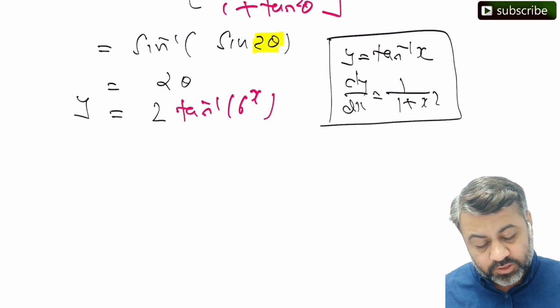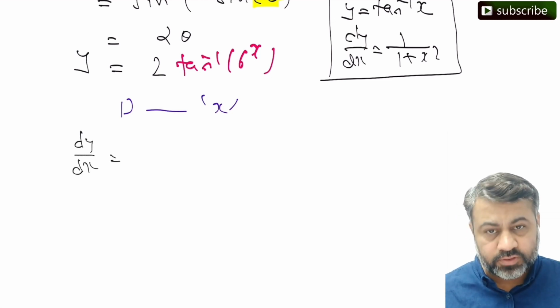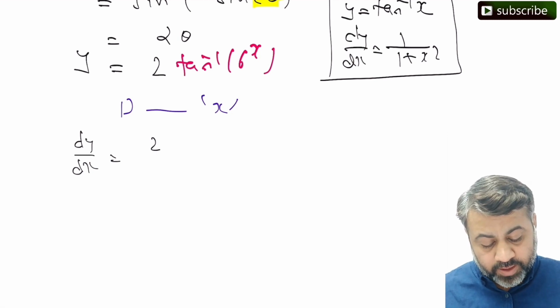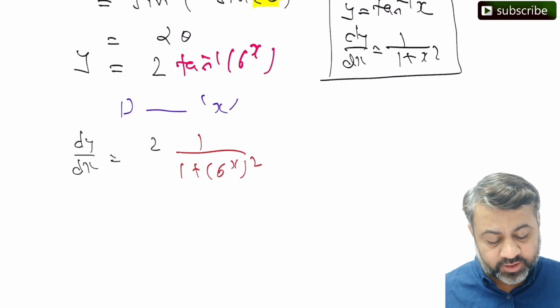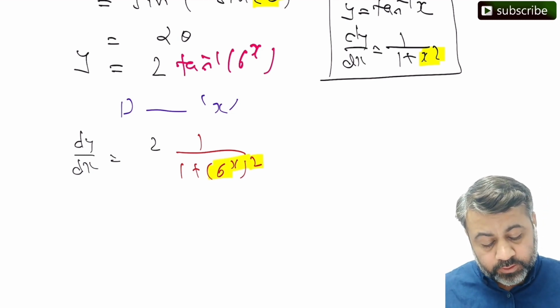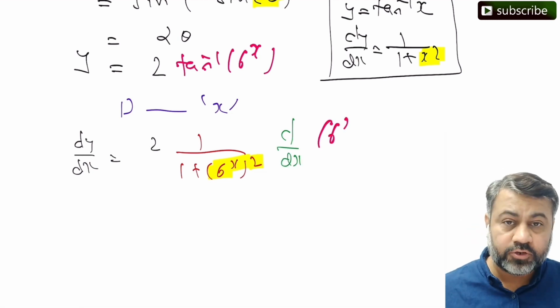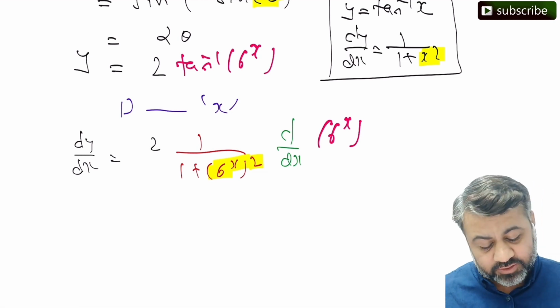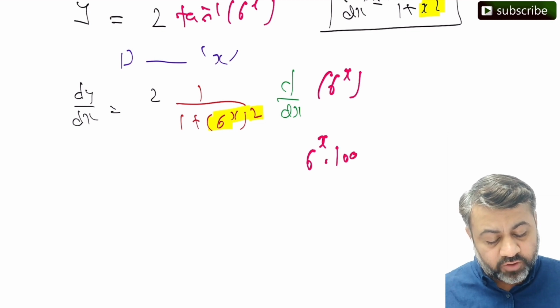So if we apply this thing and if I differentiate with respect to x, derivative y will be dy by dx, 2 as it is. This is going to be 1 by 1 plus 6 to the power x the whole square. As we have x square here, observe this, we have x square. So I'm writing 6 to the power x, whole to the power 2. And don't forget chain rule. Derivative of 6 power x again. Using chain rule, we need to take derivative of 6 power x again. What is derivative of 6 power x? Yes, that's correct. 6 power x into log of 6.